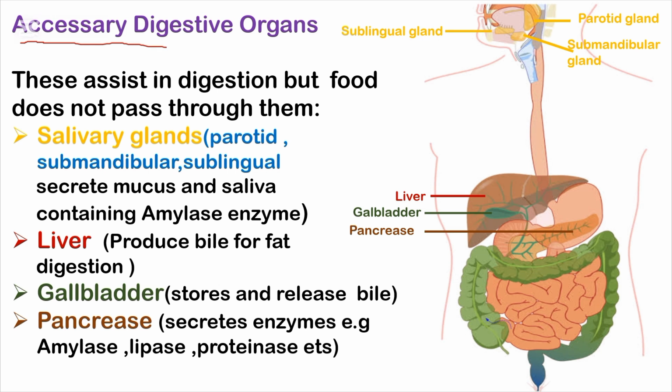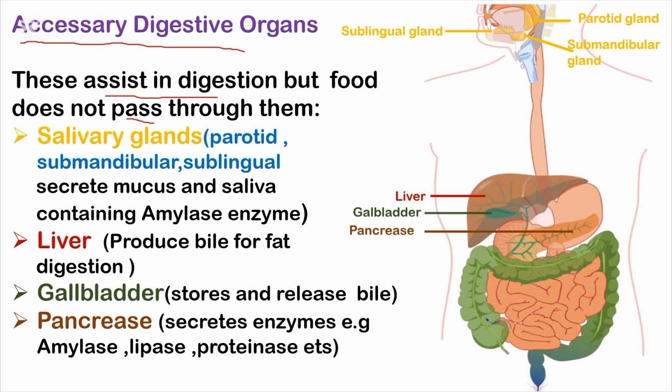Accessory digestive organs. These organs assist in digestion, but food does not pass through these organs. The main difference between organs of the alimentary canal and these organs is that food passes through the organs of the alimentary canal, but food does not pass through these organs. So what are these organs and what is their role in digestion? I will explain briefly about each organ.